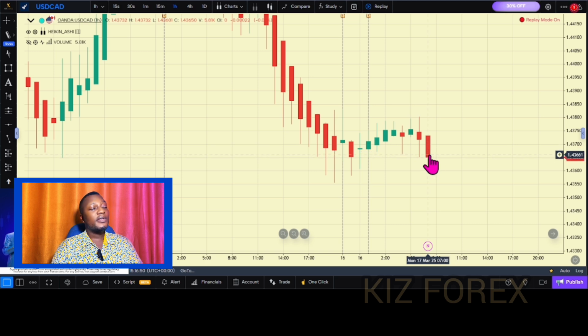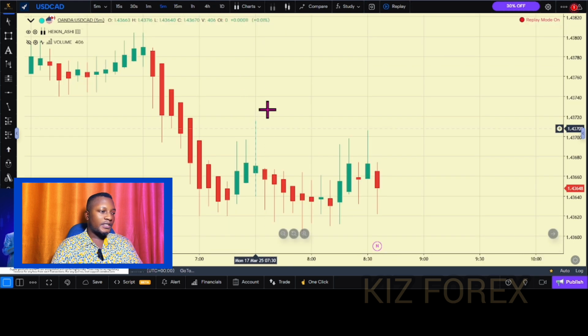As you can see right here, this is 7 a.m. in the morning where this candle had formed correctly. So by 8 a.m. in the morning, we should be looking at our 5 minutes time frame where we're looking for a pullback and taking our entry and our exit. So now this is our 5 minutes time frame.